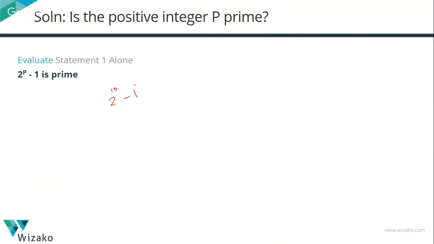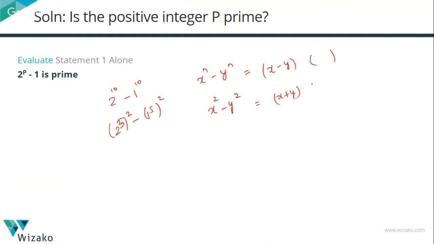2 power 10 minus 1 can be written as 2 power 10 minus 1 power 10. So this is of the form x power n minus y power n, where n is even, which essentially means that this can be written as x minus y into something. We'll just take a slightly different approach. We can write this as 2 power 5 whole square minus 1 power 5 whole square. So in x square minus y square format, which translates into an x plus y into an x minus y, this is essentially going to be 2 power 5 minus 1 into 2 power 5 plus 1.